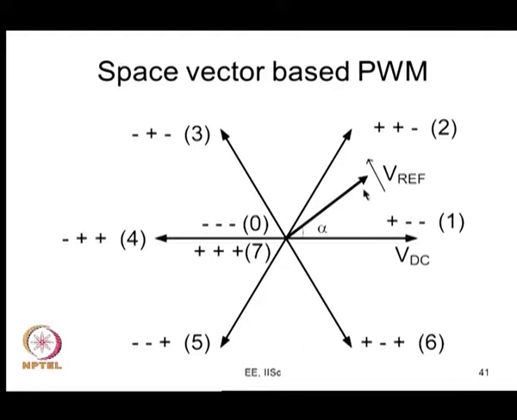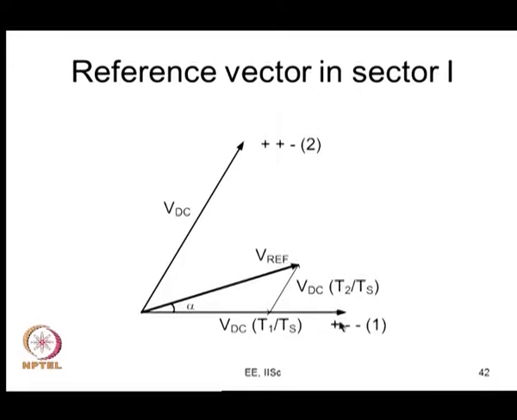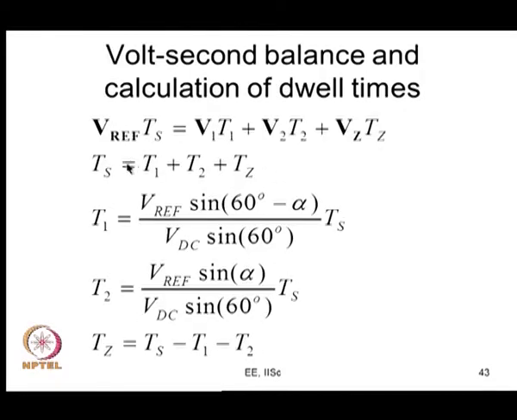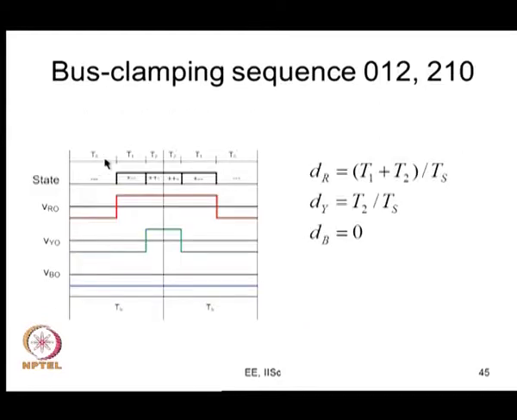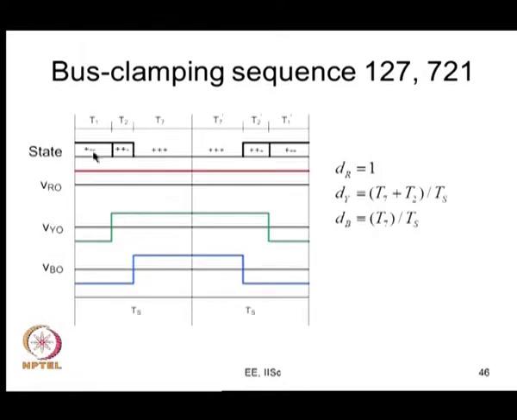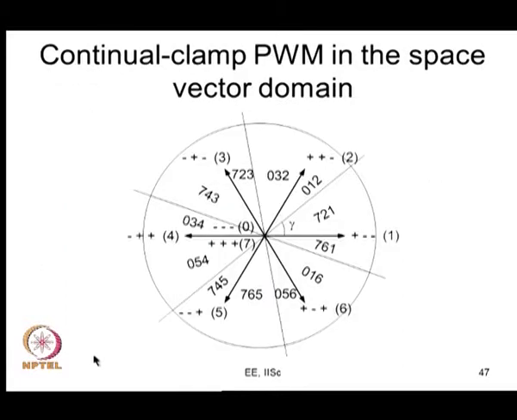So, where you have a revolving reference vector, you sample it, and you time average these vectors to produce the reference vector, and for that time averaging these are the equations. You apply the 3 vectors T1, T2 and Tz as shown before, as we have discussed many times in the space vector based PWM module, and you apply the inverter states like 0, 1, 2, 7, 7, 2, 1, 0 and so on. With bus clamping sequences you apply them as 0, 1, 2, 2, 1, 0 and so on. So, the switching sequence is 0, 1, 2, 2, 1, 0, or the switching sequence is 1, 2, 7, 7, 2, 1.